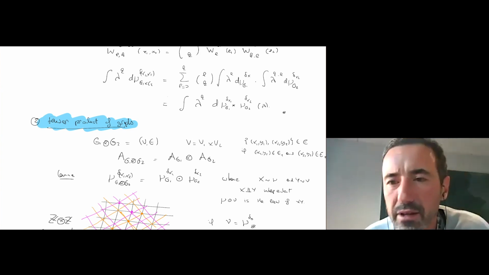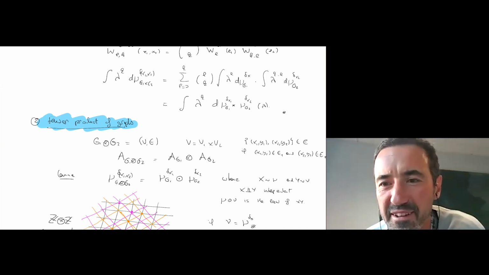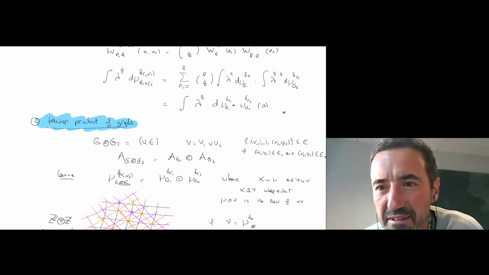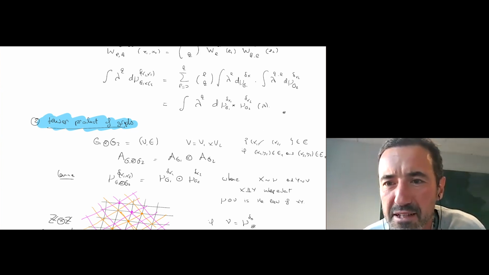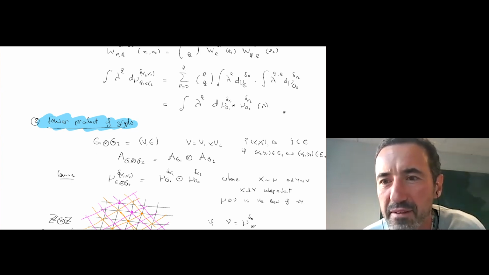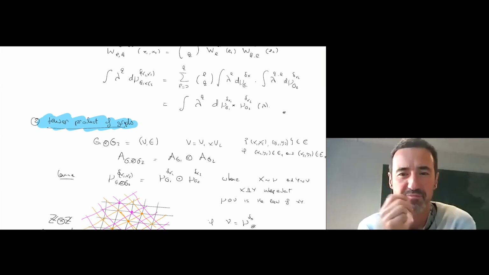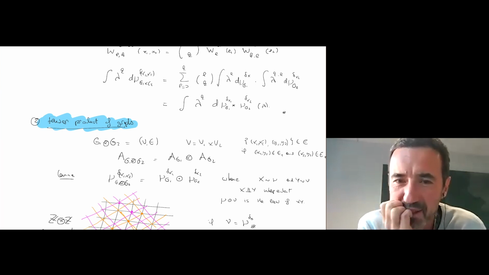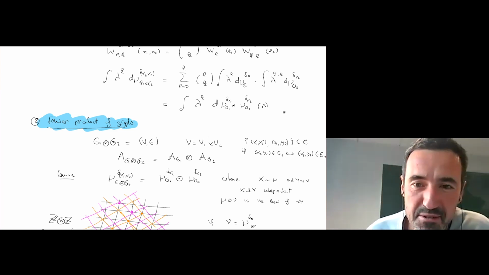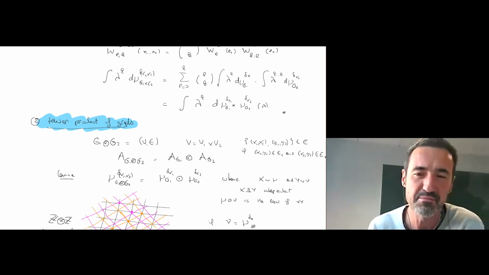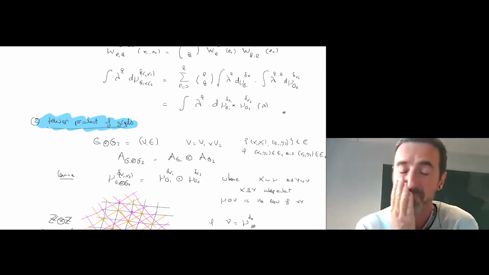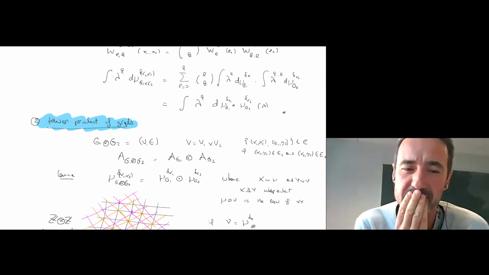Okay, now I understand. It's just that it's x1, x2, y1, y2. Yes, now it makes sense. You have to keep in mind it's just a tensor, so in terms of the adjacency operator, it's just the tensor product. Okay, thank you very much.